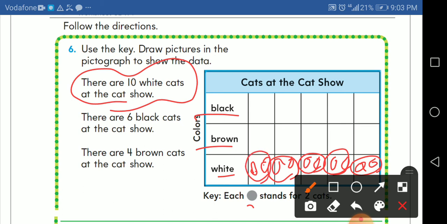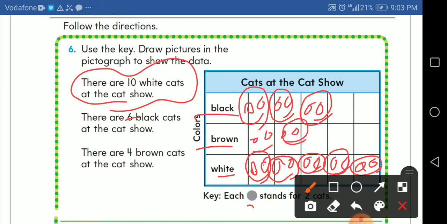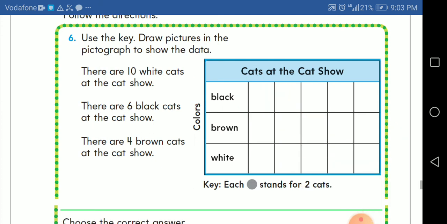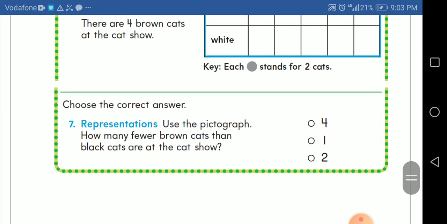And for the black cats, we got 6. 1, 2, 3, 4, 5, 6. So draw here 3 big circles. And for the brown, we got 4. So 1, 2, 3, 4. So we got 2 big circles. Here 2, here 3, here 5. Okay, 3, 2, 5.